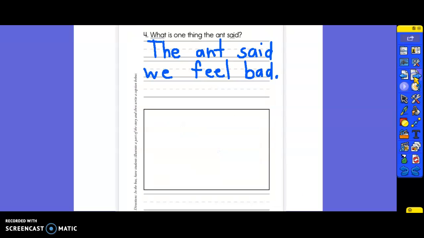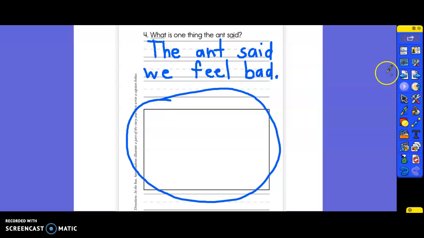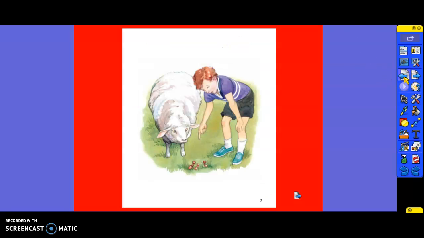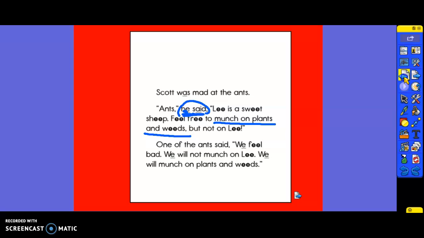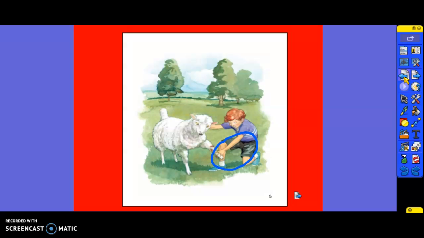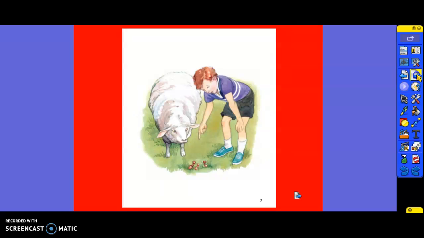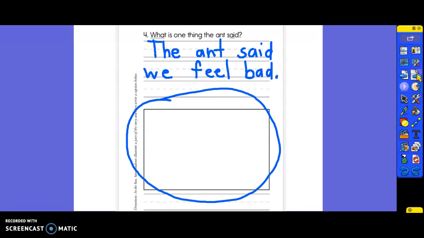Now we're going to move on to our next part of our paper today. In the box, I want you to illustrate part of the story and then write a little caption, meaning just a word or two. So think about what you could draw in this box right here. Think about the part of the story you could illustrate. Remember to include lots of details. You could definitely draw Scott talking to those ants. You could maybe draw the part where Scott sweeps that red ants off of Lee's leg. I cannot wait to see your detailed illustrations and what part of the story that you chose to draw and write about today.